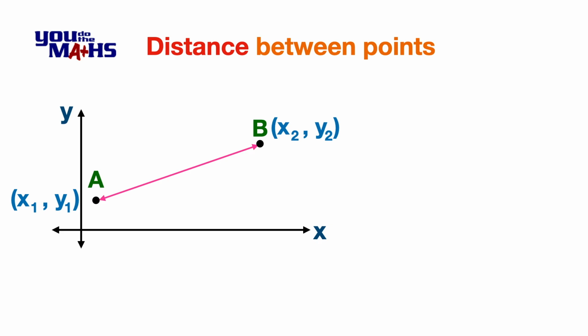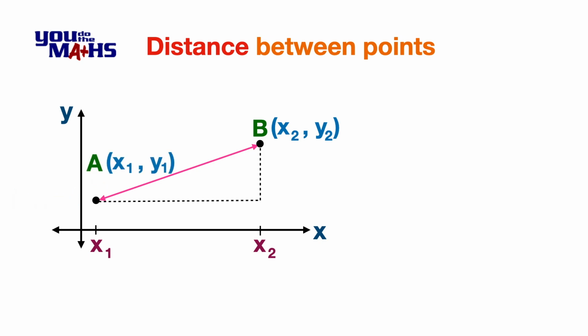Now, to determine the distance, we'll create a right-angled triangle, and we'll look at the horizontal distance first. We can see that x1 and x2 match the values on the x-axis, and we can work out a horizontal distance of the triangle that way. And likewise, we can do the same on the vertical side of our triangle. We can mark in y1 and y2 on the y-axis, matching the coordinates given for points A and B.